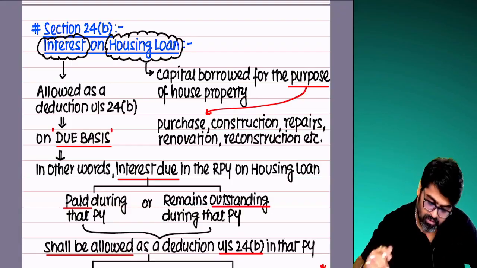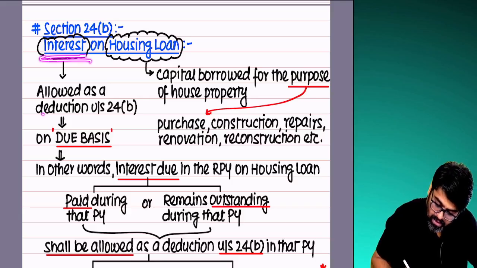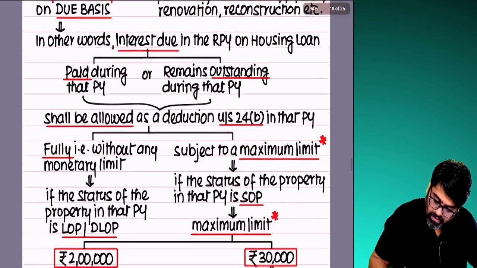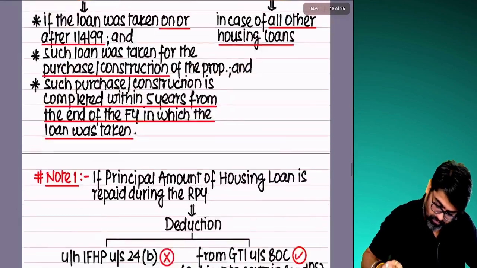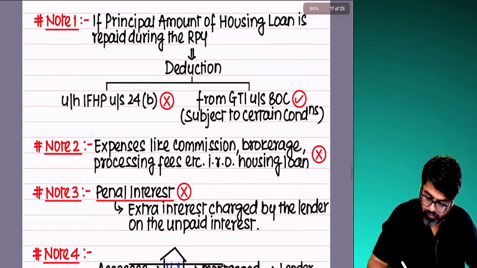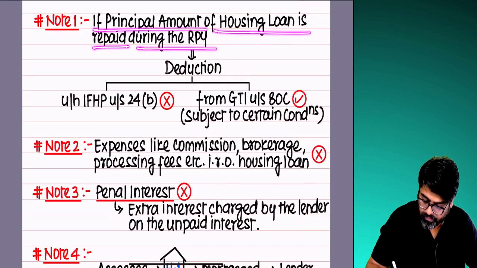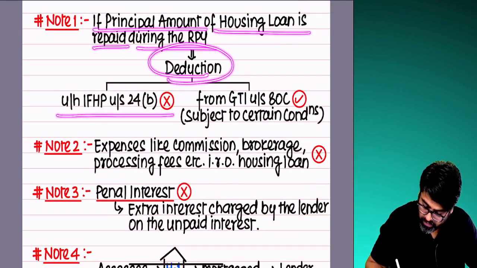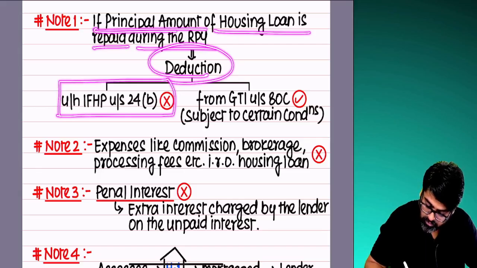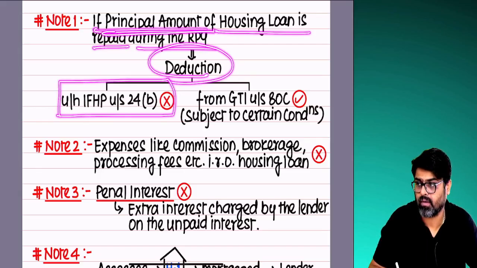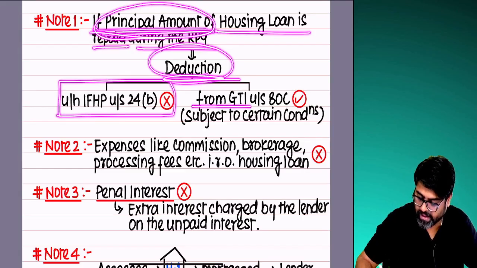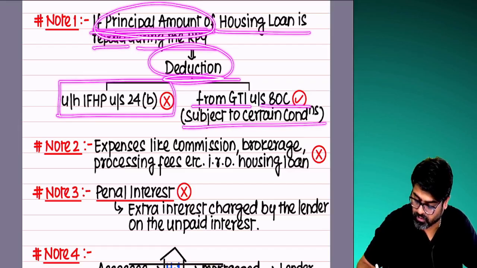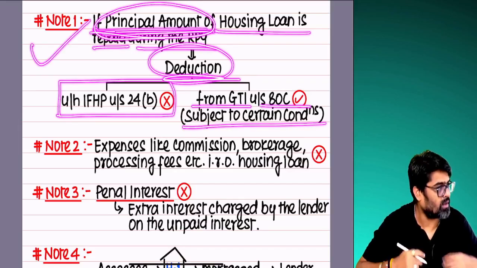So tell me, interest will be allowed as a deduction. Now, tell me one thing. Note 1. If the principal amount of housing loan is repaid, during the deduction under section 24B under the head house property, will this principal repayment be allowed or not? So this principal amount can be claimed as a deduction from GTI under section 80C, subject to certain conditions. This is what I have explained right now.